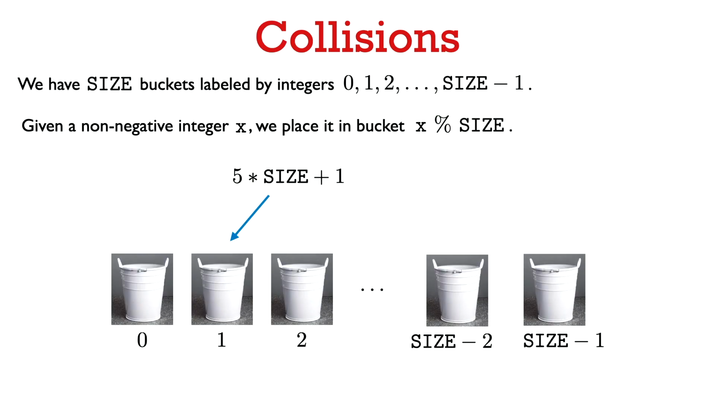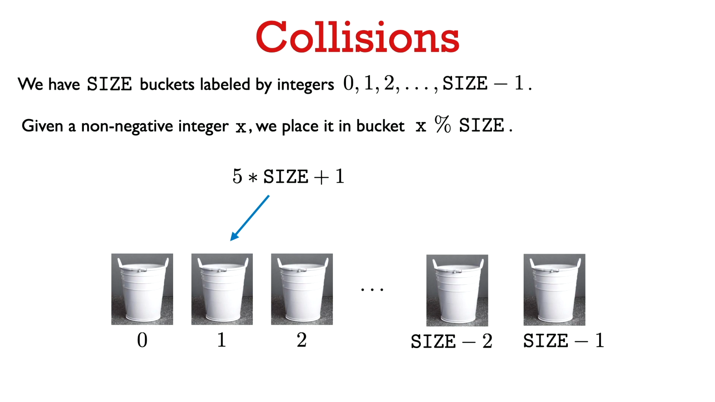Okay, so let's look at this approach a bit more generally. We can think of this approach as having buckets, and these buckets are labeled by integers 0 through size minus 1. Now, when we see an input x, we decide what bucket to put it in by taking its modulus with size, and that's going to give us a number between 0 and size minus 1. So we have this mapping which goes from a non-negative integer to the label of one of the buckets, and such a mapping is called a hash function.